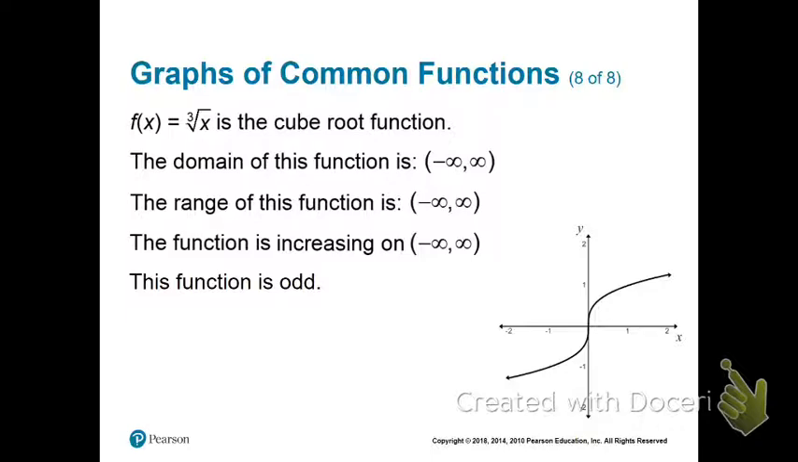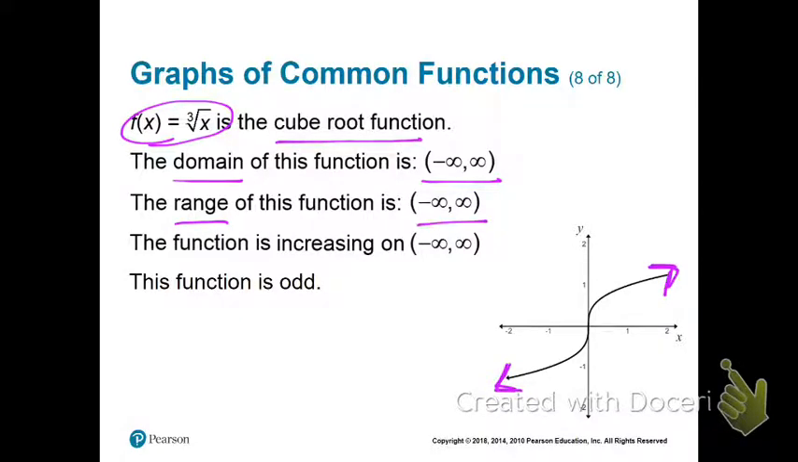Again, if a square and a square root are inverses, then a cube and a cube root are inverses. So we can look at the graph. We can see it keeps going to the left, it keeps going to the right, so your domain is negative infinity to infinity. Keeps going down, it keeps going up, so your range is also negative infinity to infinity. As we read this graph from left to right, we're increasing the entire time, and our function is odd, it's symmetric to the origin.